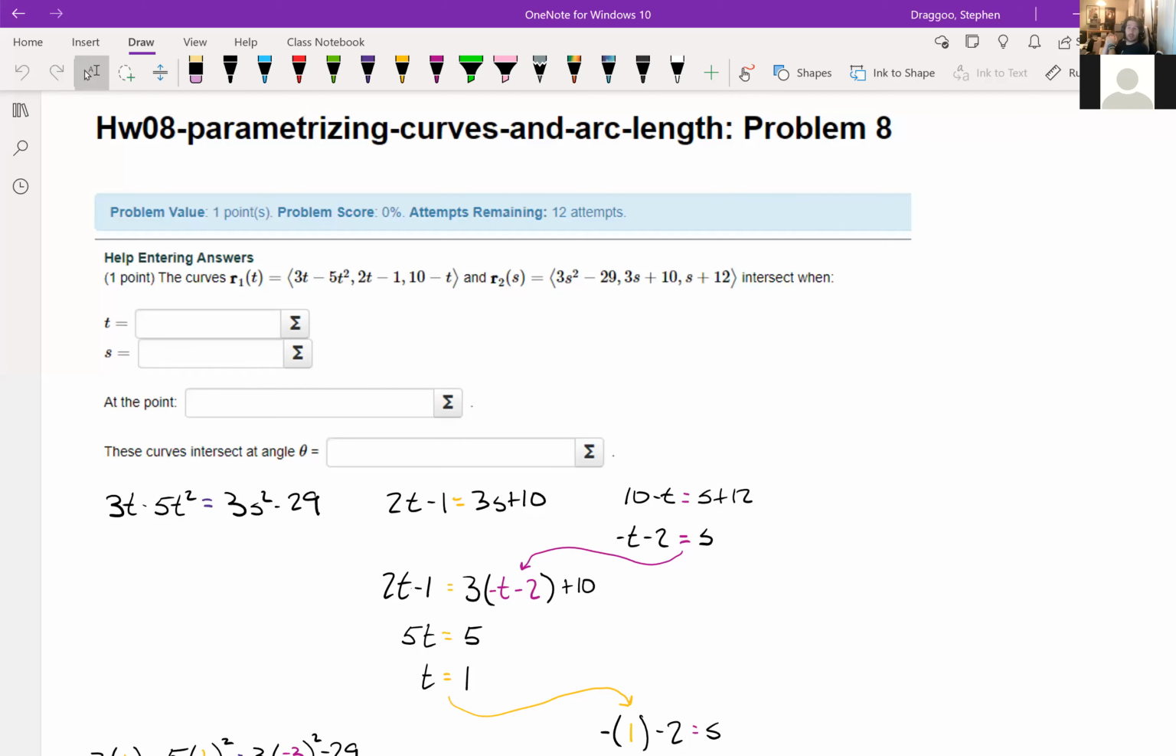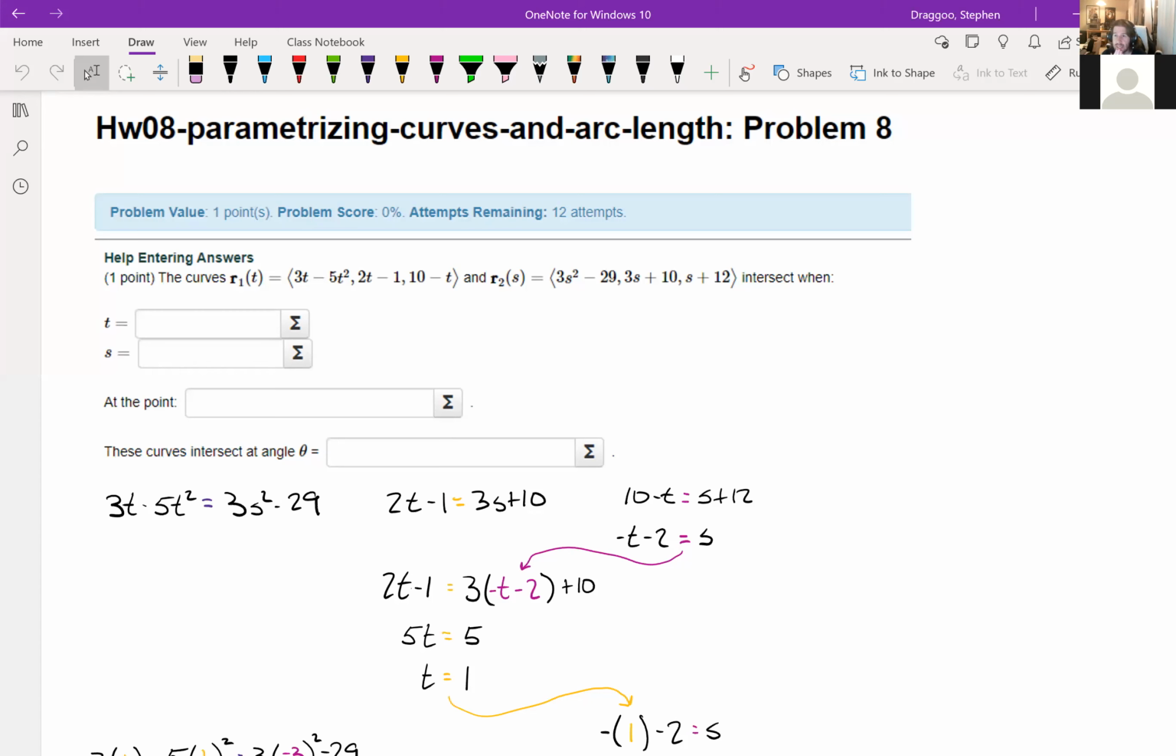All right. One more bonus problem. So homework 8, problem 8. We've got a couple of parametric curves. One's expressed with r, one's expressed with t. And we want to find out when they intersect. And then once we know where they intersect, find the angle that they intersect at.